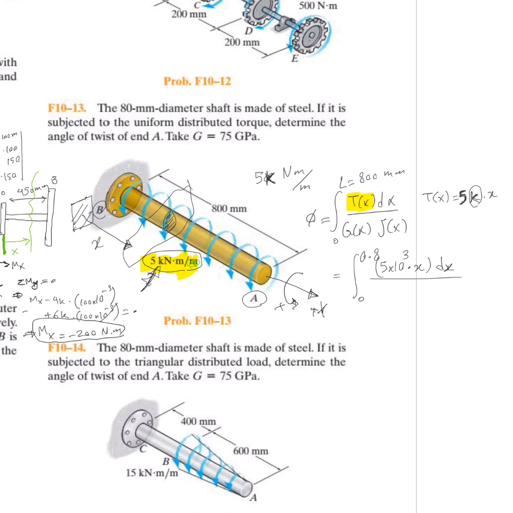over g of x, which is 75, highlighter, right here. I got it from here. You see that? So 75, and it's a giga, so 10 to the 9, times j of x, and j of x is pi over 2 times the radius, and the radius is 40 millimeters, so 10 to the negative 3 meter, to the 4.